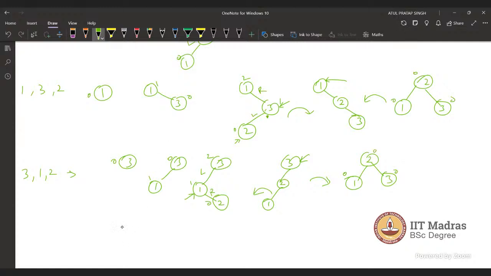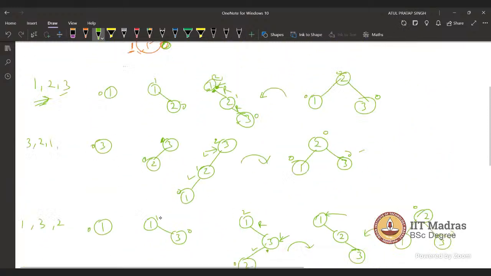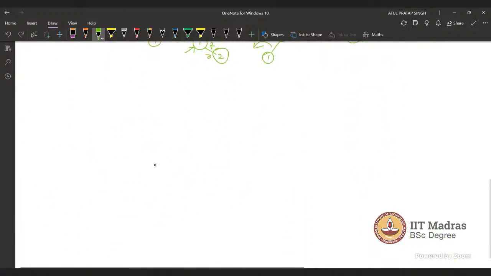So these four types of rotation we apply when we create a balanced search tree using the AVL algorithm. For example, if we have a sequence, we have the sequence 1, 8, 2, 3, and 9, 6, and one more, 4. We have a given sequence and we want to create the AVL tree for it.